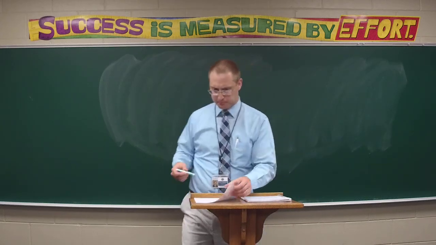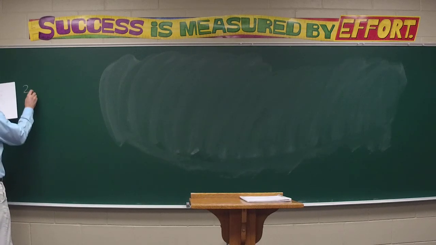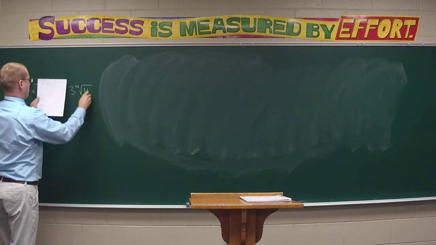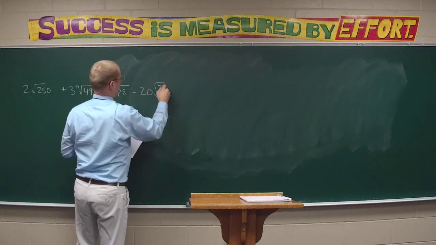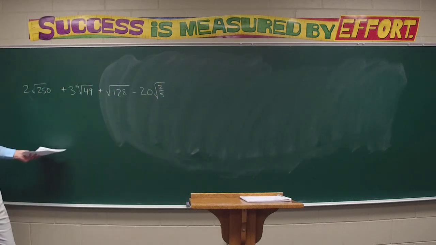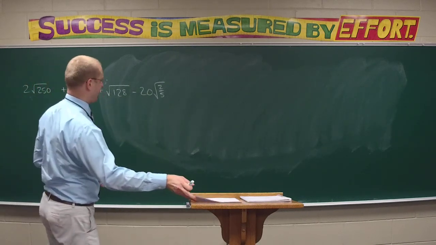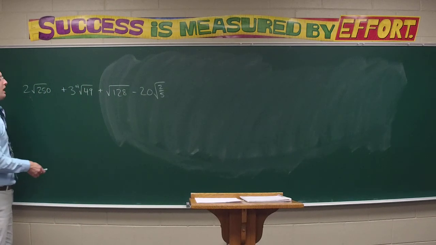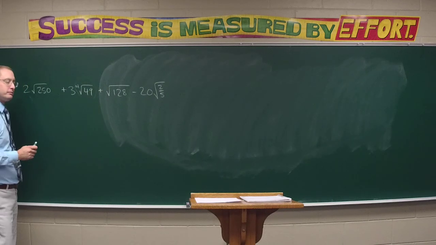Let's take a look at the handout. We had 2 times the square root of 250, plus 3 times the 4th root of 49, plus the square root of 128, minus 20 times the square root of 2/5. Obviously none of these are similar to each other right now, though at least 3 of them have the same index. There's one that catches my attention because it doesn't have the same index as any of them, so I'd probably start here. What ought we do, Kendall?